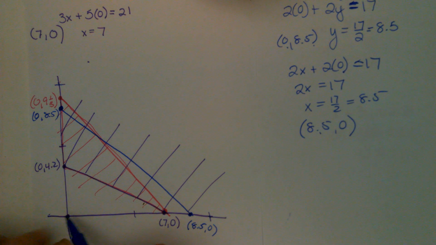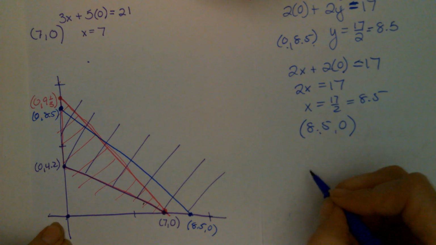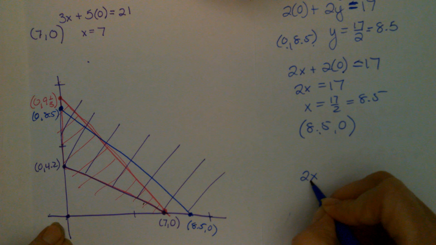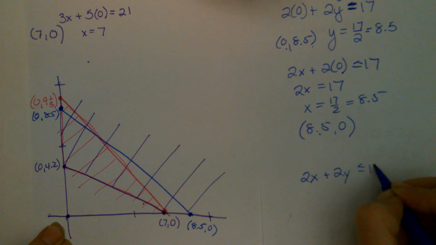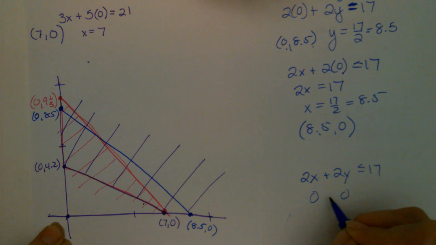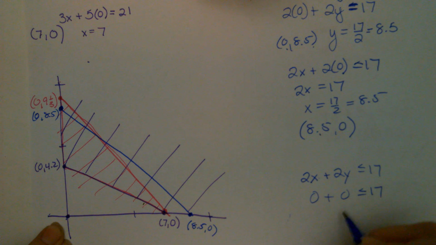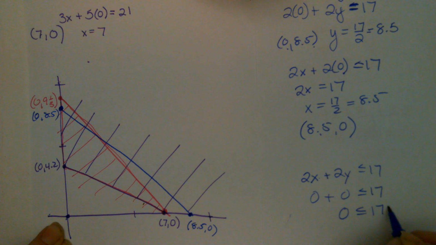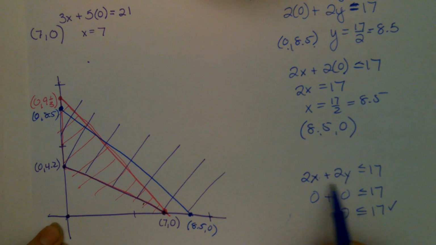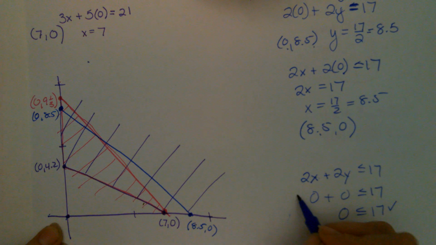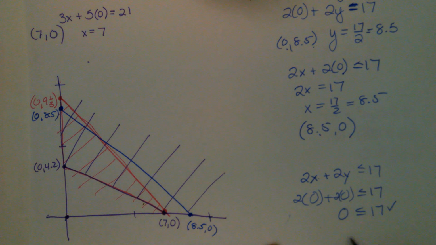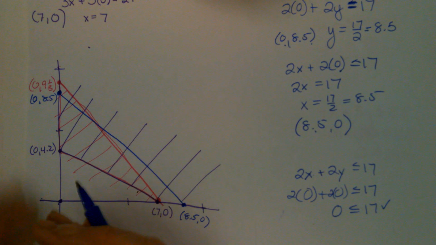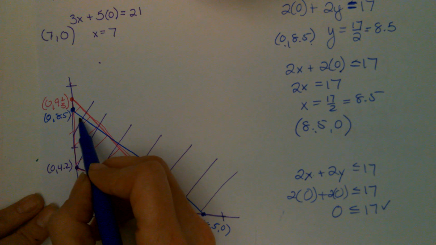now I need to test out that 0, 0 again with the original equation. So the original equation was 2x plus 2y is less than or equal to 17. So 0, 0 is less than or equal to 17. 0 is less than or equal to 17. Yep, all I did was I plugged in 0 for x and y. I know when I multiply, they turn into 0. And I can go ahead and do this. Okay, so I know that this side of this blue line is the side that works.